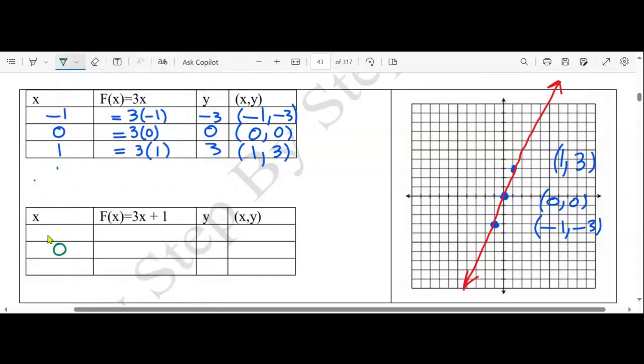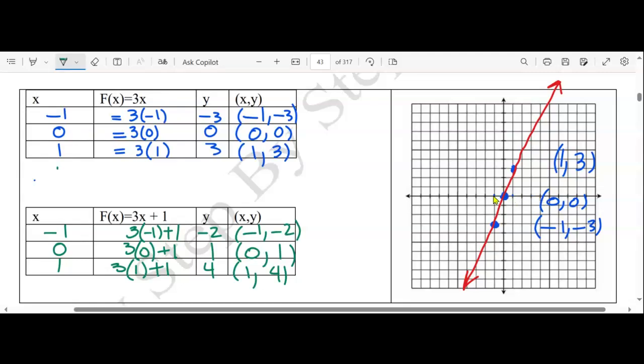I'll just use the same points, okay? 3 points is enough. So for -1, 3 minus 1 plus 1, how much is that? Minus 2. So the first point, -1, -2. Second point, 1. So 0 and 1. Third point, 4. So 1 and 4. Now let's go here and graph it.